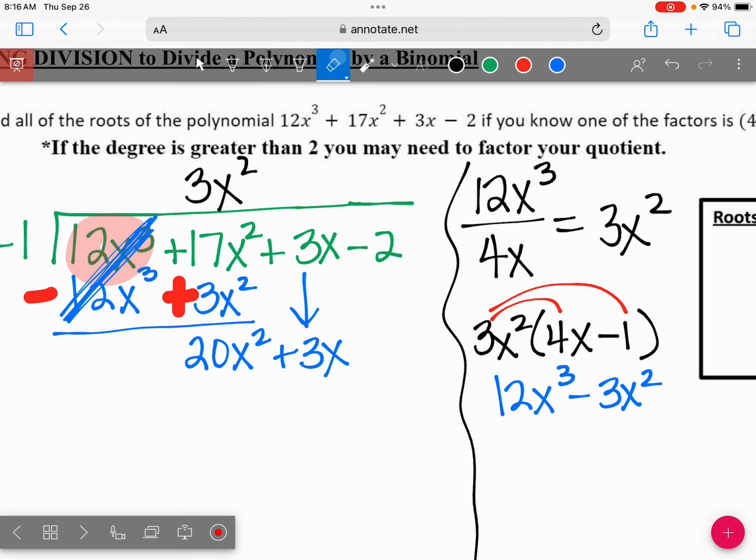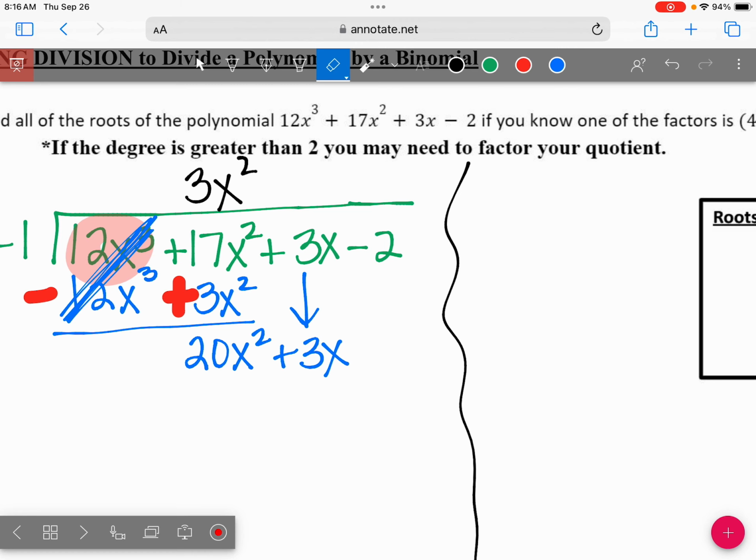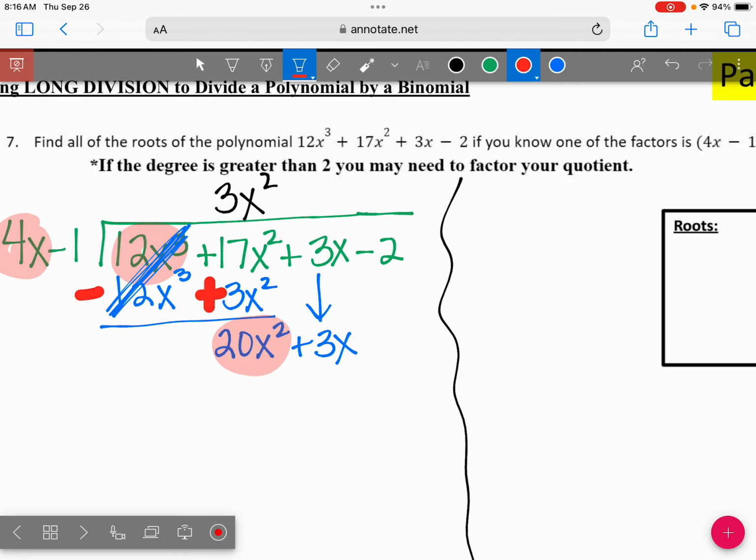All right, so now I'm going to repeat my process. Let me go ahead and erase this. Now I'm going to take the 20x squared and divide that by 4x. Divide the numbers, subtract the exponents. So 20 divided by 4 is 5. And then when you subtract, you get x. Put that on the roof.